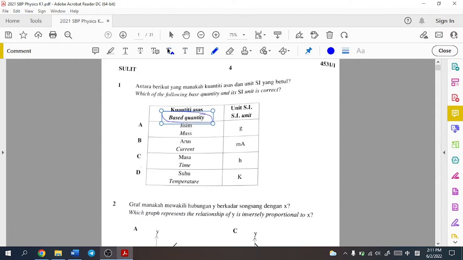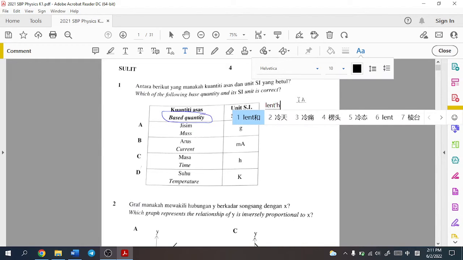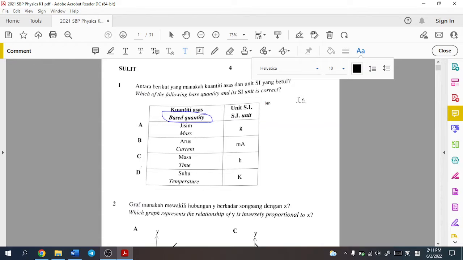So base quantity, just a revision here, we have 7 of them. But in your syllabus, the important ones are the first 5. The first one, length, second, mass, time, temperature, and current. These are the 5 important base quantities you need to know.